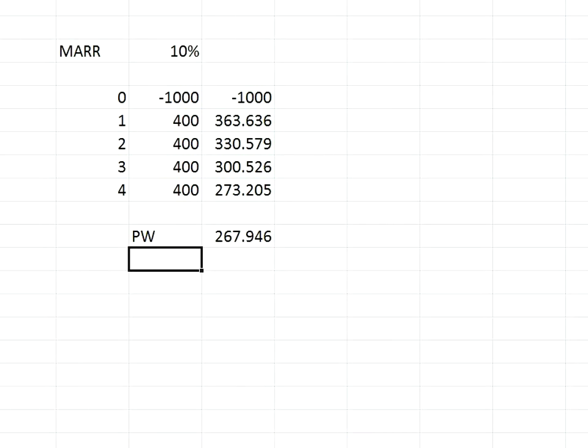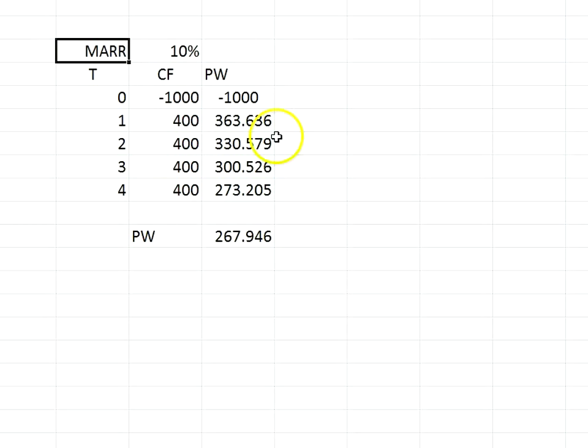Let's consider here a project in which the cash flows are depicted. In year 0, 1,000. That's the initial investment, so it's a negative cash flow, and then you have 4 annuities of 400 each at the end of time t equals 1 through 4. What I have here in the left column is the present worth of each one of these quantities brought back to the present using a discount rate or minimum attractive rate of return of 10%.